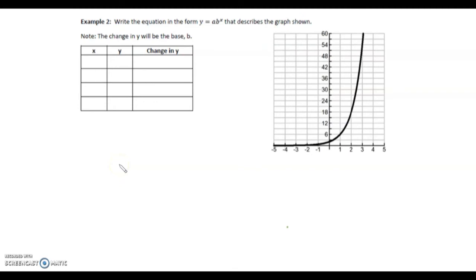Okay, example 2: write the equation in the form y equals ab to the x that best describes this graph shown. So we know that we want it in this form. If we highlight a couple coordinates, and make sure the coordinates are super precise, then we can find the ratio. So skip first differences, skip second differences. We can find the ratio to actually find what the base is.